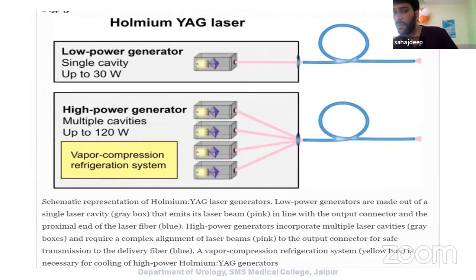Holmium laser can be classified as a low power generator or high power generator depending on the generation of the power. Low power generator can generate power up to 30 watt, whereas high power can generate power up to 120 watt. As the holmium laser contains the flash lamp, it generates a lot of heat, which requires a cooling system. In high power generator, there are multiple cavities which contain multiple flash lamps. It requires a vapor compression refrigeration system for its cooling. That makes it more bulky and less portable.